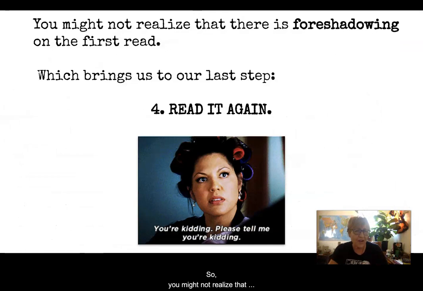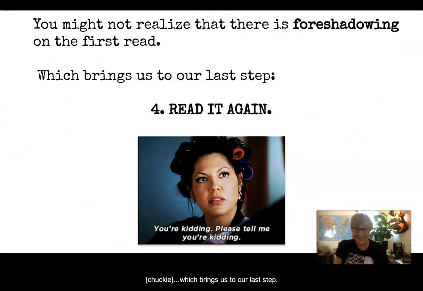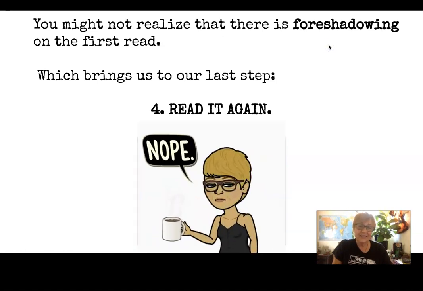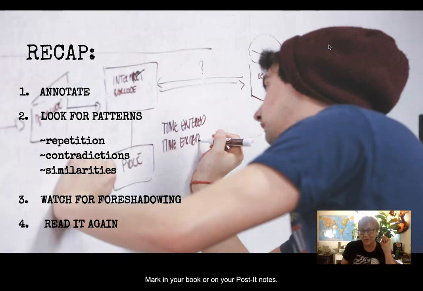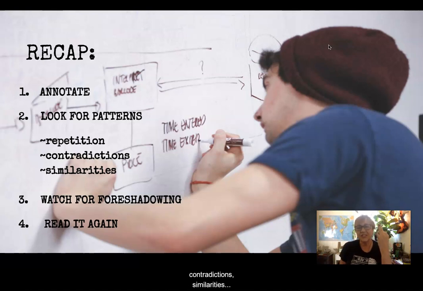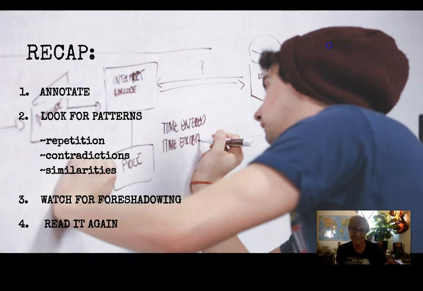So you might not realize that there is foreshadowing on the first read, which brings us to our last step. Read it again. And no, I'm not kidding. So here's a recap. Annotate. Mark in your book or on your Post-it notes. Look for patterns like repetition, contradictions, similarities. Number 3, watch for foreshadowing. Number 4, read it again.